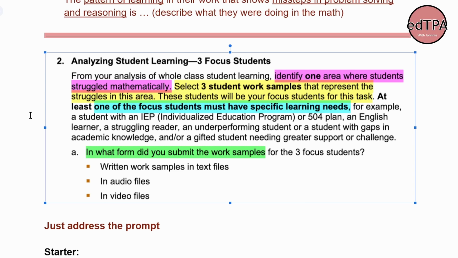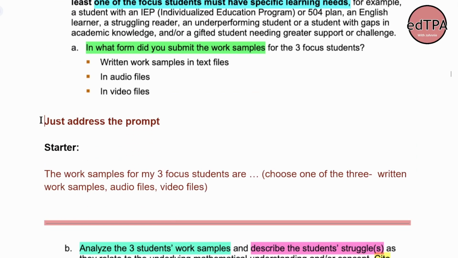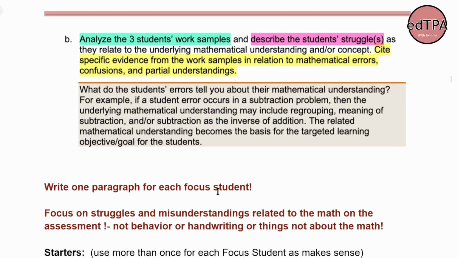You need to follow with the prompt, which is, in what form did you submit the work samples for the 3 focus students? So you can submit the work samples in written form, in audio files or video files. So this one's pretty straightforward. Just adjust the prompt. The starter is, the work samples for my 3 focus students are, and then choose one of the 3, written work samples, audio files, video files. Let's go to B.